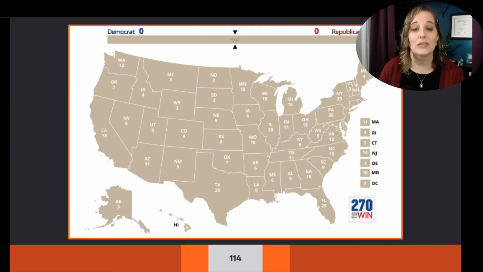Here you can actually see the current number of electoral college votes that each state gets. The most electoral college votes a state has currently is 55, and that's California. The smallest number of electors a state can have is 3, because every state gets 2 senators and at least 1 member in the House of Representatives.